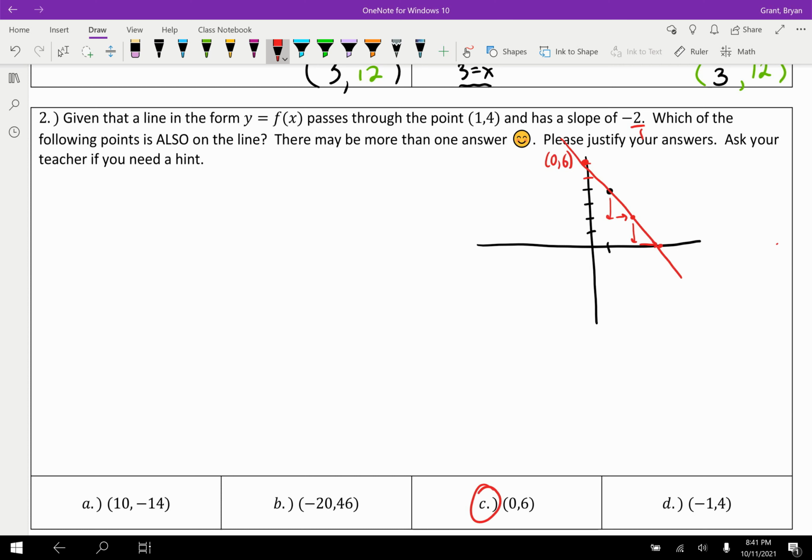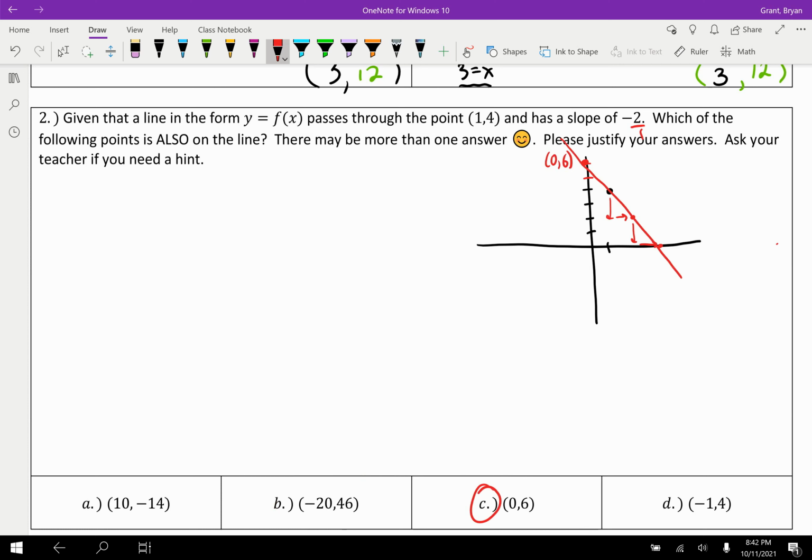So I guess visually we could see that there's at least one point. But it said there may be more than one answer. And do you really want to count to negative 2046? I don't. So is there a different way to do this? Of course. The other way to do this, and again, there's nothing wrong with this, it just takes a while.